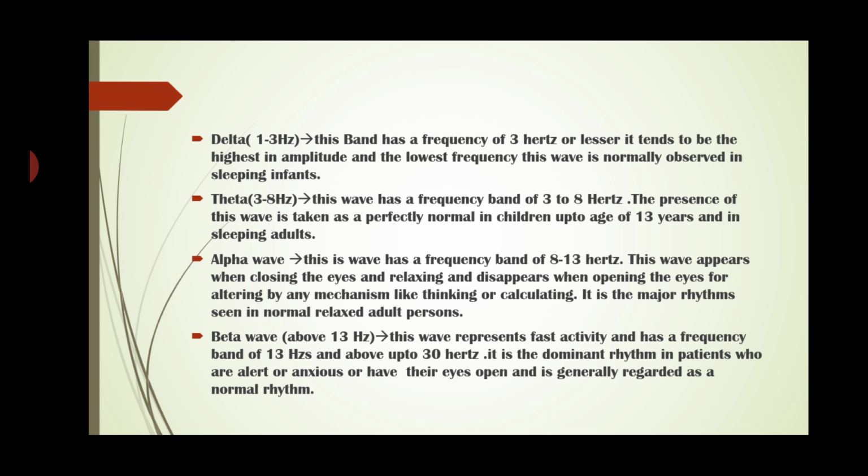Beta wave. This frequency is above 13 Hz up to 30 Hz. This wave represents a fast activity and has a frequency band of 13 Hz and above, up to 30 Hz. It is a dominant rhythm in patients who are alert or anxious or have their eyes open, and is generally regarded as a normal rhythm.